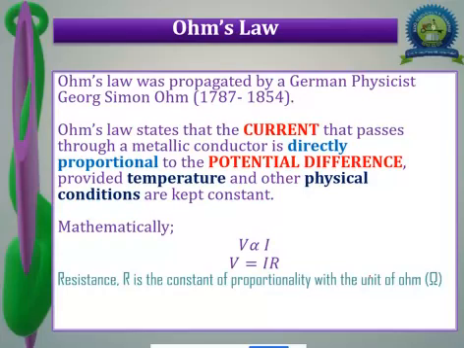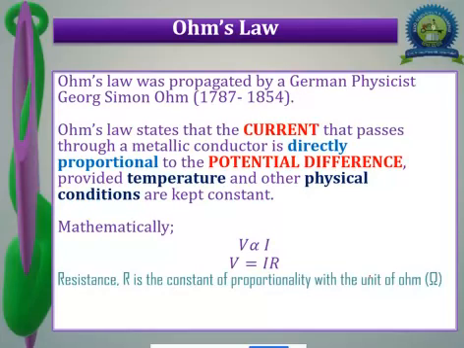Let's quickly go to Ohm's law. Ohm's law was propounded by a German physicist by the name Georg Simon Ohm. The man lived between the years 1784 and 1854. Ohm's law states that the current that passes through a metallic conductor is directly proportional to the potential difference, provided temperature and other physical conditions are kept constant.